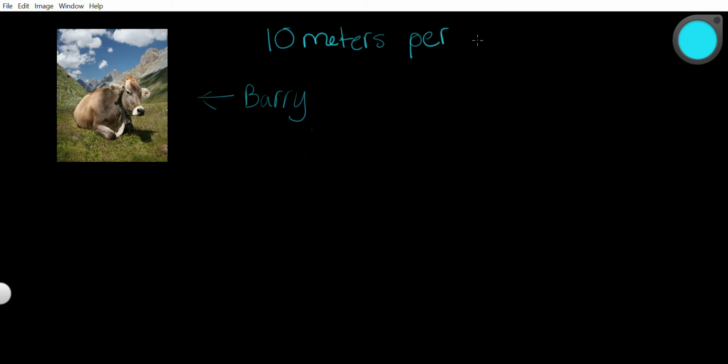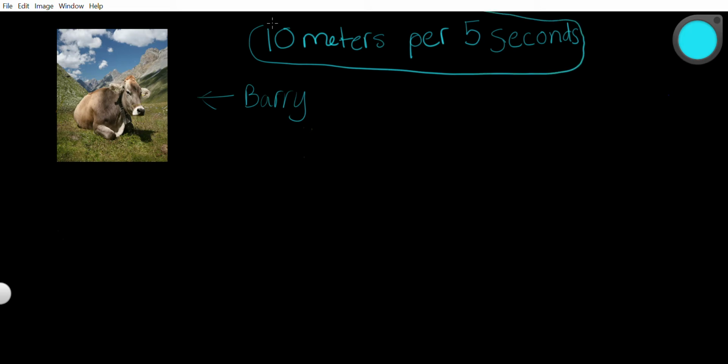I don't think 10 per... some of you would get confused with multiplication and division if I just put 10 per. So, 10 meters per 5 seconds. So we had that. So what did we understand? We understood that Barry runs 10 meters per 5 seconds.